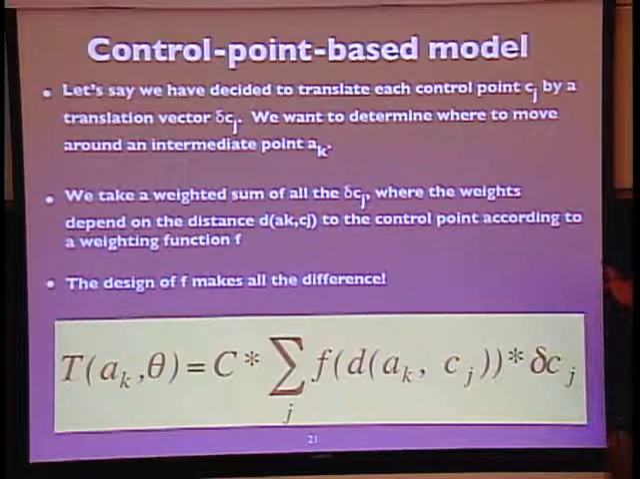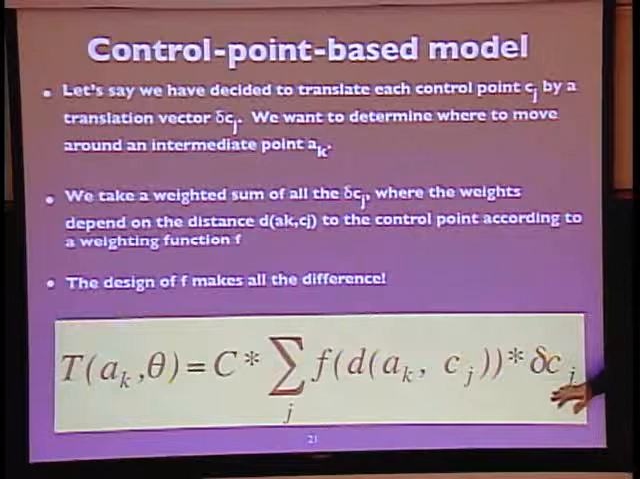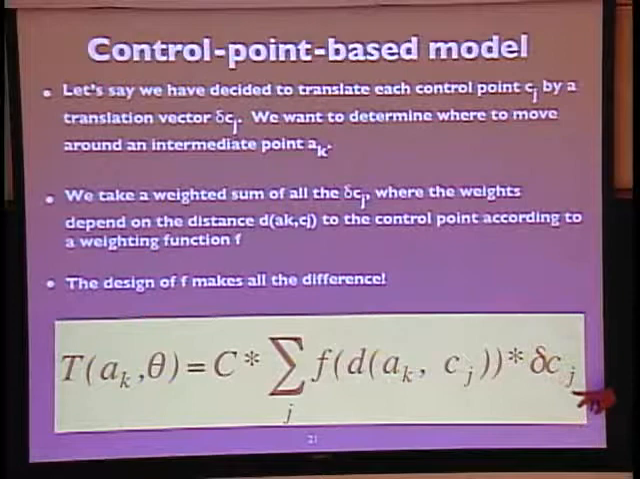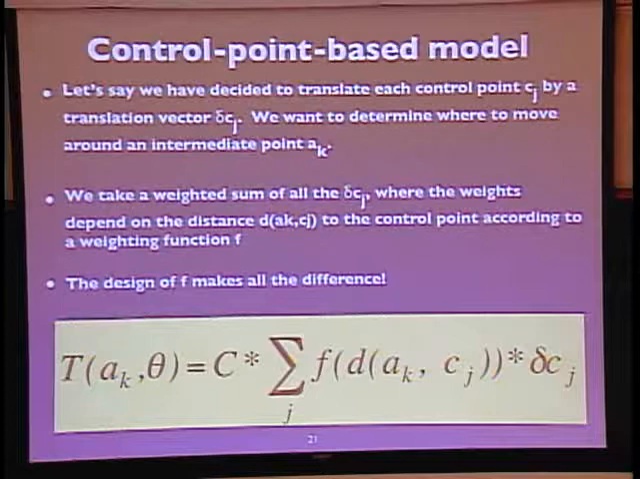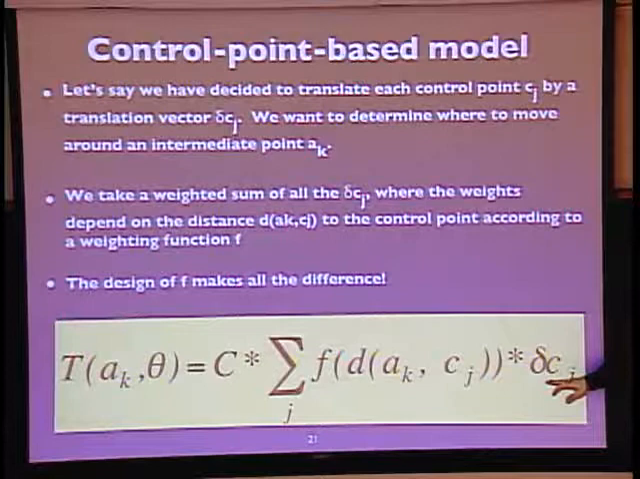This whole thing is going to be the term for each control point. And this delta C_j is the translation of that control point C_j. So you have determined how to translate the control points, and those are these deltas. This is basically a 3D vector that gives you change in x, change in y, change in z for C_j. So what we're going to do is consult each one of our control points and say, should I move this a_k in a way that is similar to the movement of C_j or not?